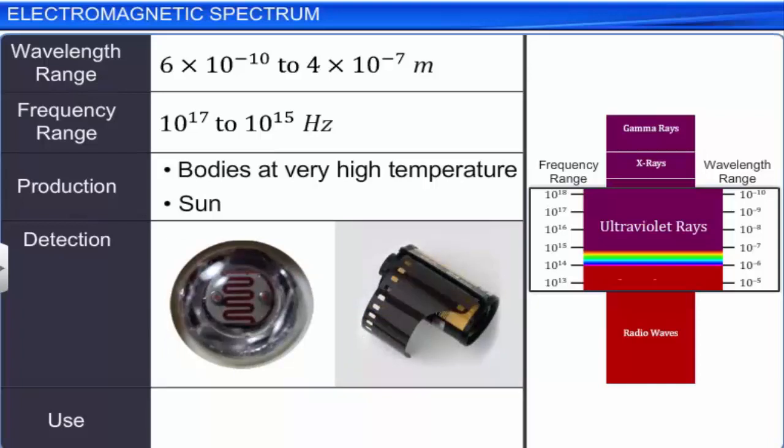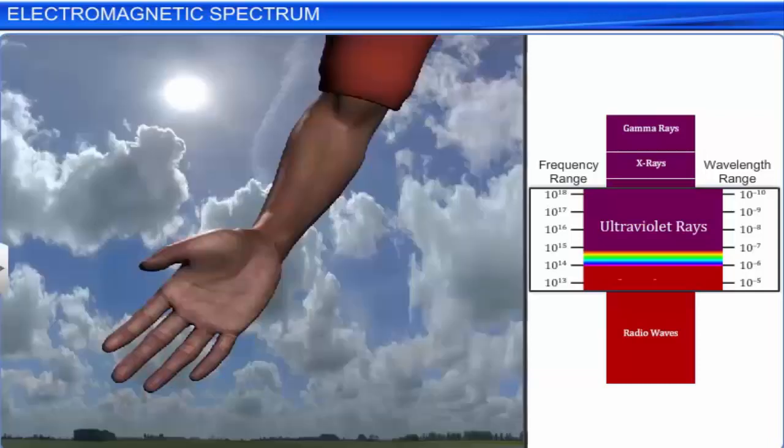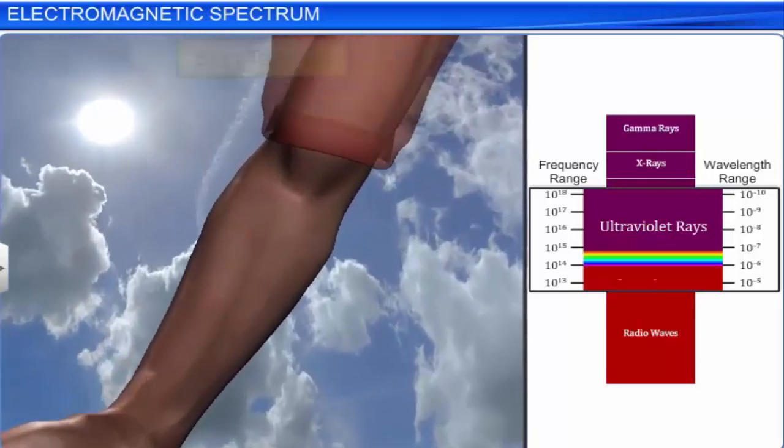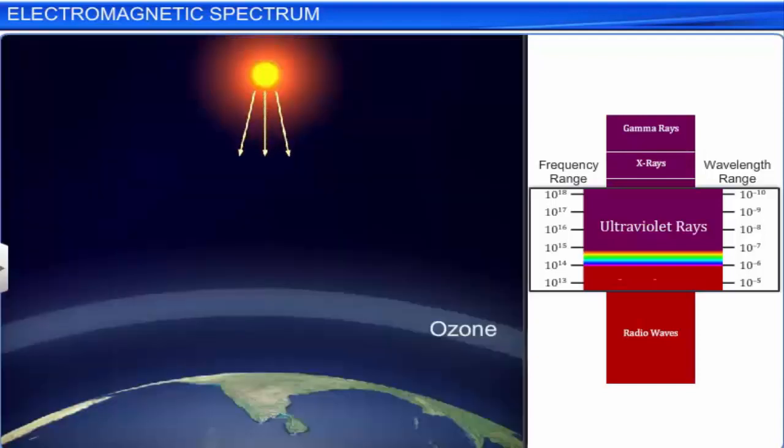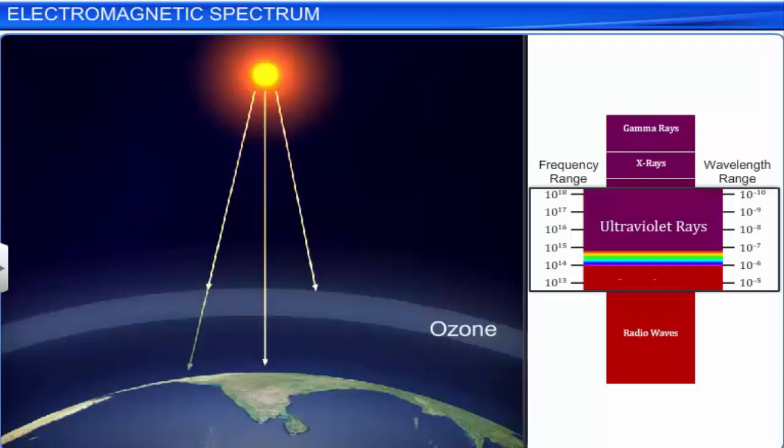Ultraviolet radiation is also used to kill germs in water purifiers. Exposure to large amounts of ultraviolet radiation causes some harmful effects on humans. It causes skin burn or skin tanning by producing more melanin. But most of the ultraviolet radiations from the sun are absorbed by the ozone layer in the atmosphere. Thus, the depletion of the ozone layer due to chlorofluorocarbons should be prevented.